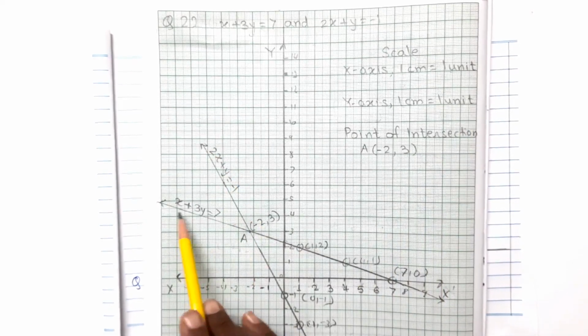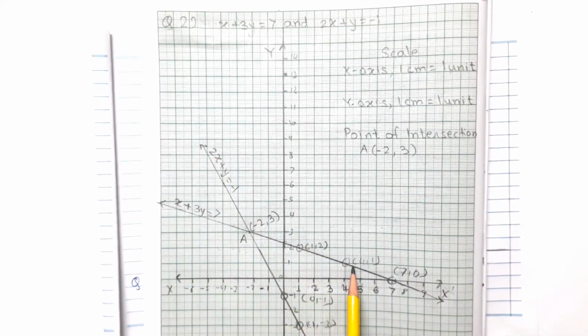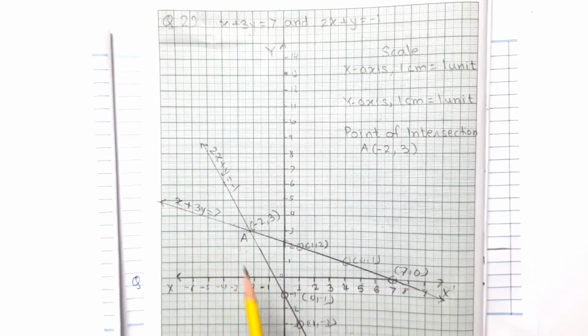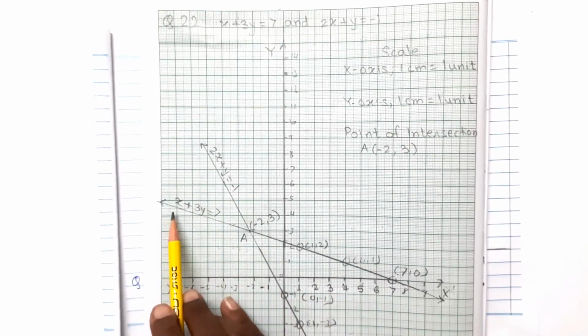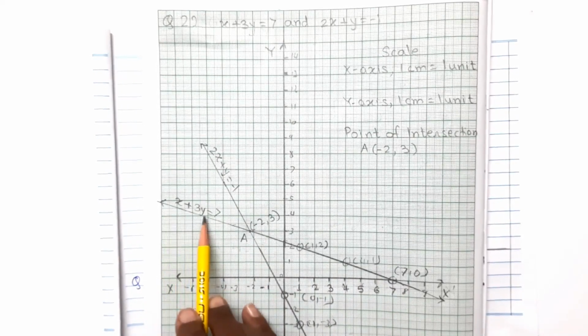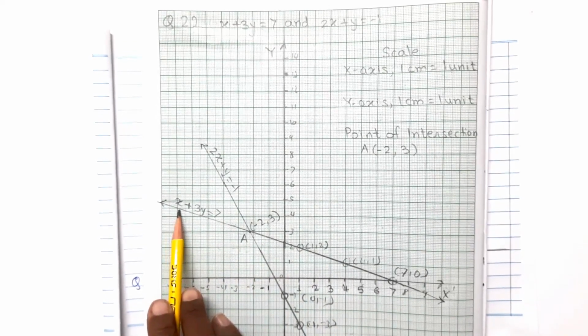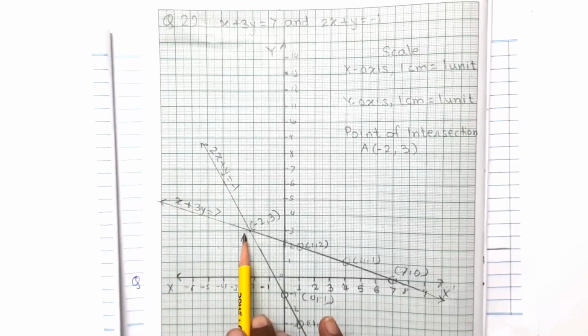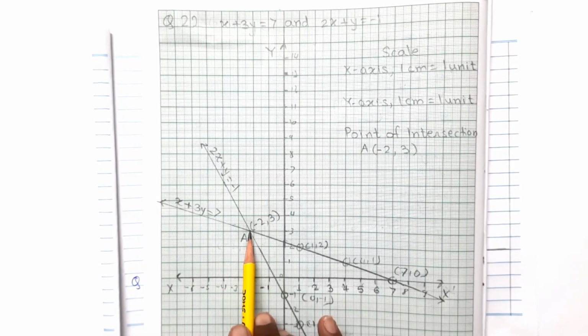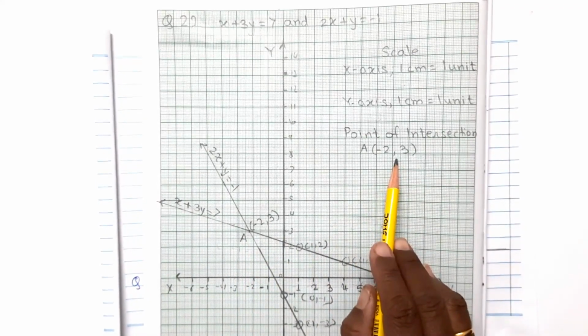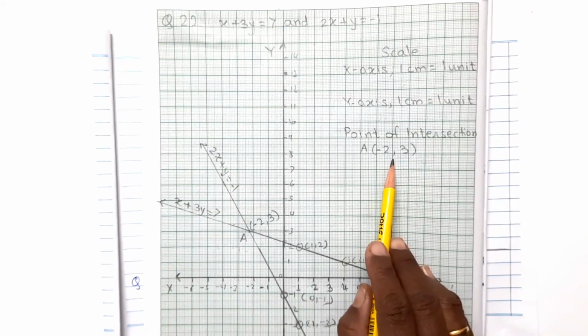For these two lines, everywhere you have to write the coordinates of the points. You have to write the equation of that line like this. Find out the point of intersection. That point of intersection you have to write here specifically.